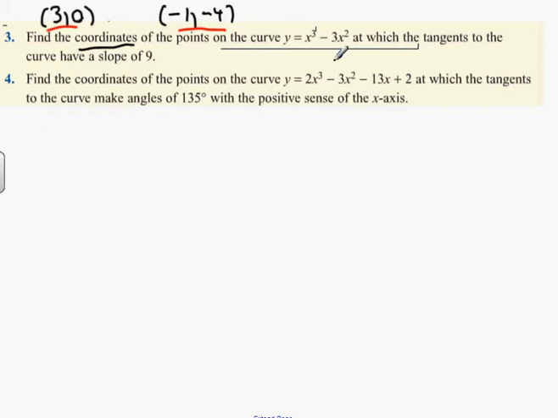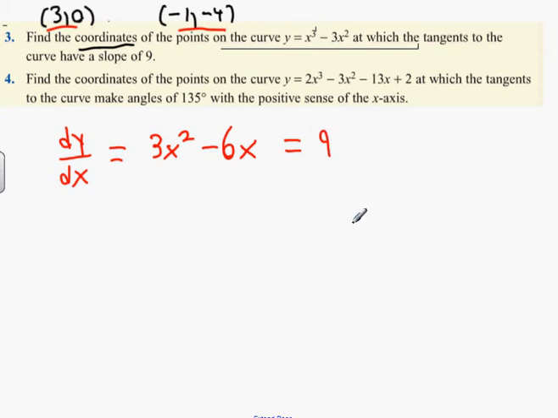When you see the word tangents and slope, what's the one thing you do? What chapter are we in? So, differentiate. So when you see the word slope, tangent, to find the slope of the tangent, you need to differentiate. So differentiate, and what do we get? 3x squared minus 6x, and then the whole thing equals 9. Okay, we've done that part.